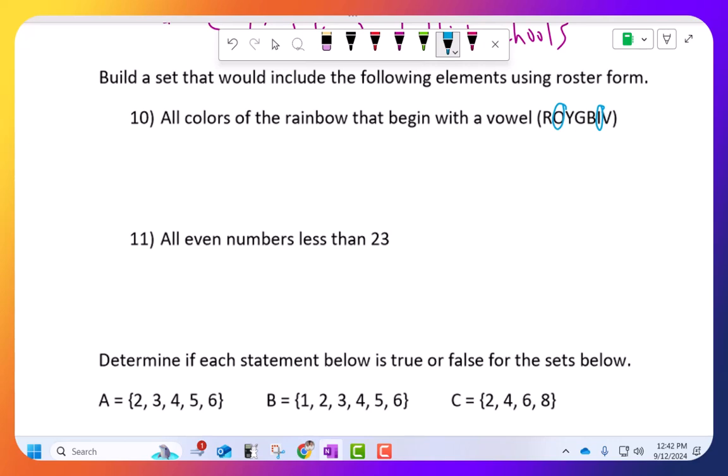So using roster form, I just actually write down the answers. So I'm going to write down my set C. C for colors, you can use whatever you want to. So colors are equal to, and then I'm going to put in my set notation, and I'm going to write it out: orange, comma, indigo.